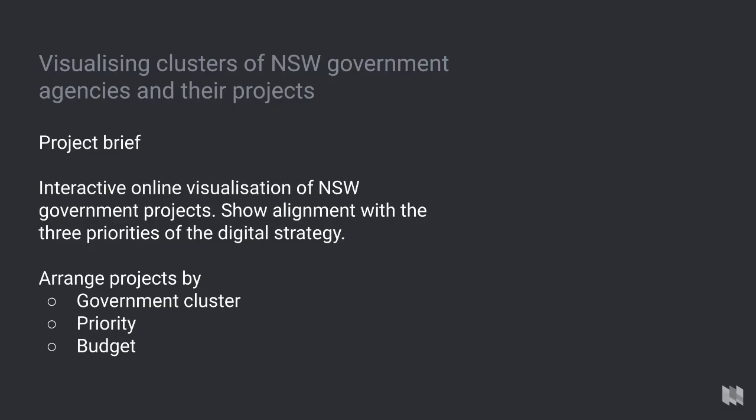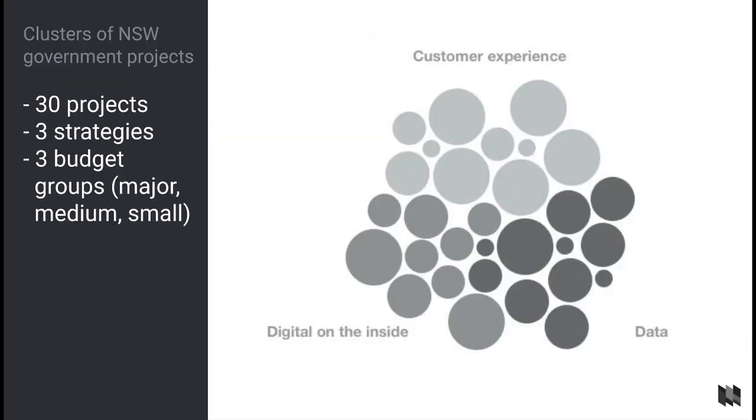Okay, so the brief was to build an interactive online visualization of New South Wales government projects and to show alignment with the 3 priorities of the digital strategy and to range projects by government cluster, priority, and budget. For this project, we decided to show the projects in a force-directed bubble chart. Each circle or bubble that you see here represents one project. The size of the circle represents the budget, and the color, or in the wireframe, the shade of gray, represents the digital strategy it belongs to. So there's digital on the inside, customer experience, and data.